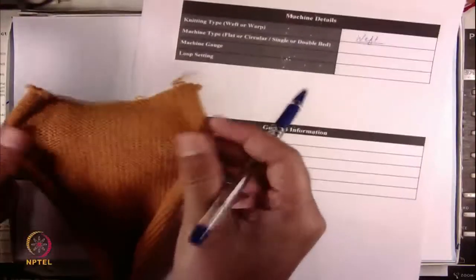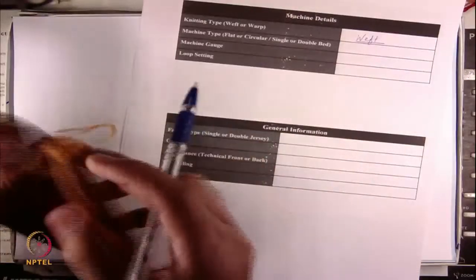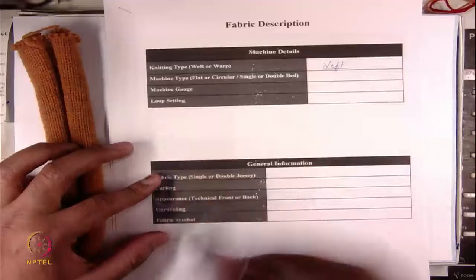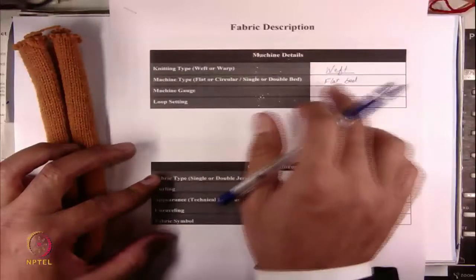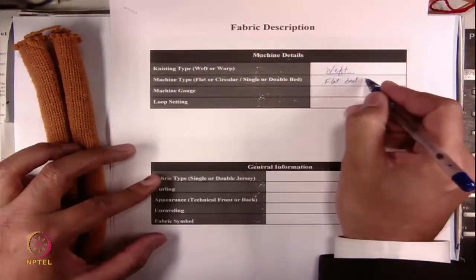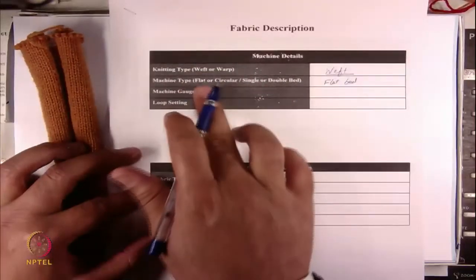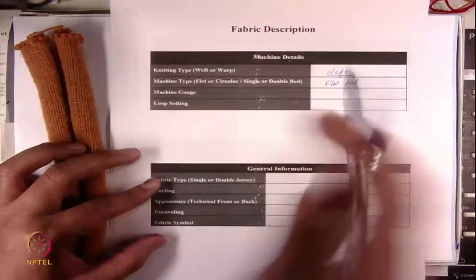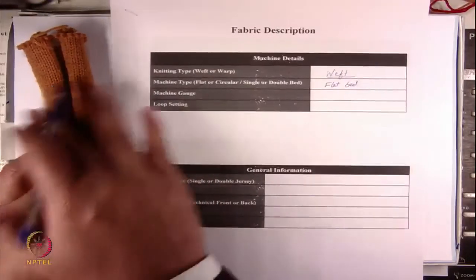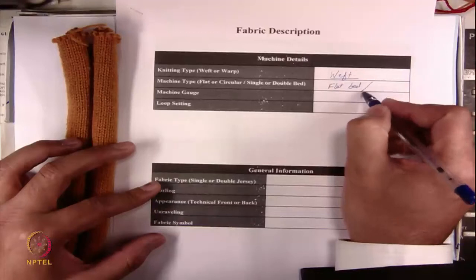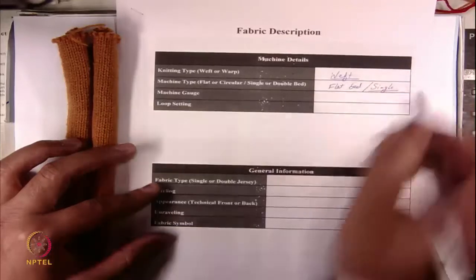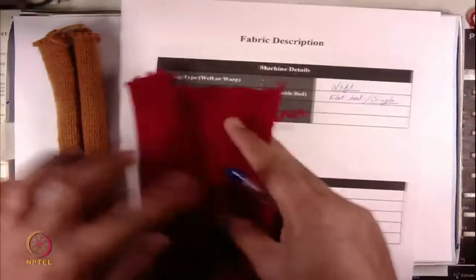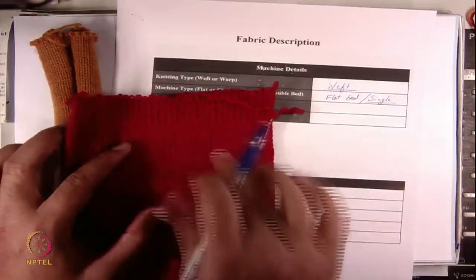Machine type: flat and circular. The fabric is mostly a flat panel. It's not circular like your hosiery or stockings. So definitely it is a flat bed. I'm going to give more information about these technologies in coming weeks, but for the time being, this fabric is produced on a flat bed, single or double bed. It is formed by a single bed, and that's why it is curling. This also I'm going to describe in a couple of weeks. For the time being, just assume this is a single bed fabric, and the fabric which was not curling here was formed on a double bed machine.